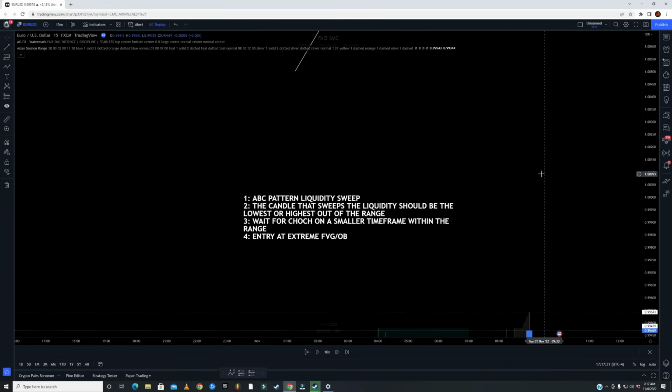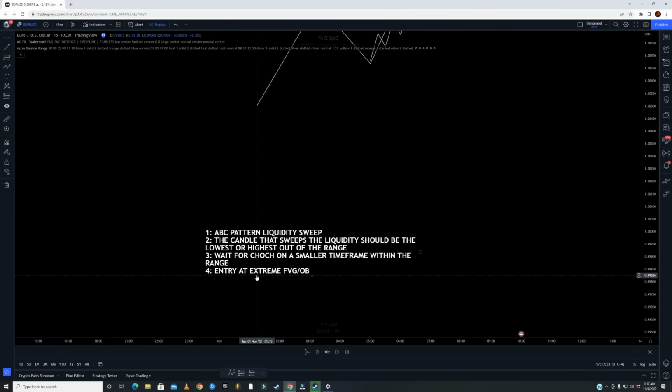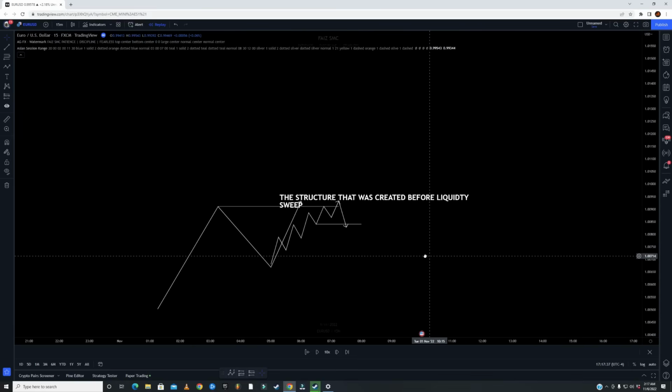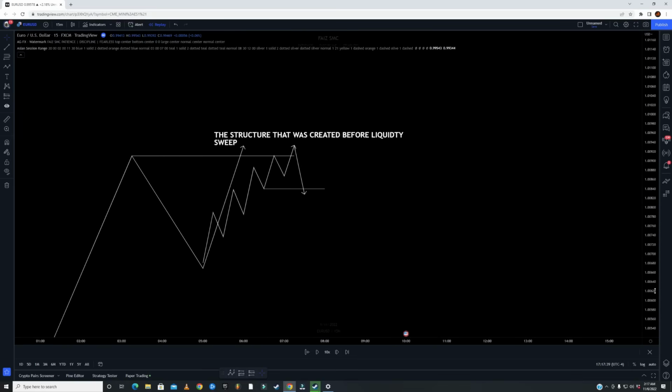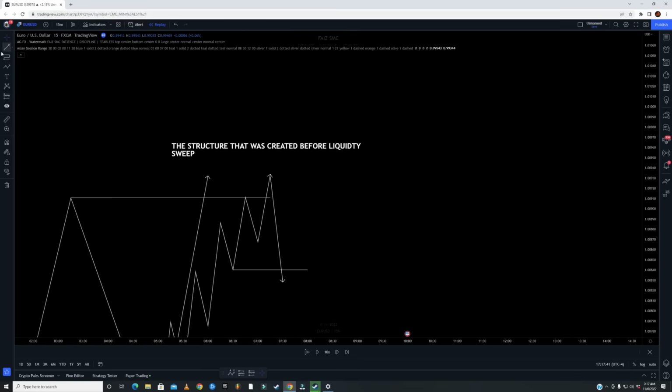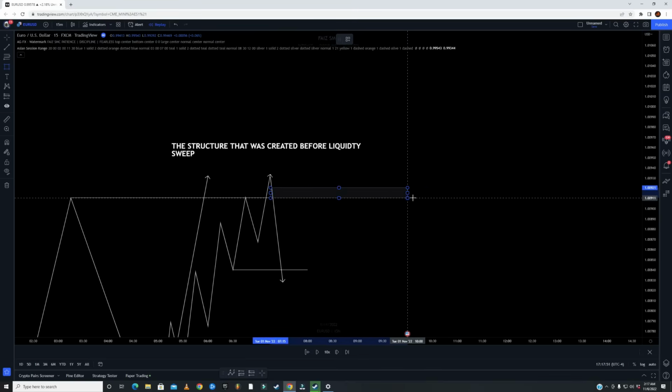You have a change of character on a smaller time frame, and then you want to have your entry at the extreme fair value gap or order block. So let's say your fair value gap is the extreme fair value gap. You do not want to use the first fair value gap or the second. You want to use the extreme, the highest one. Sometimes you're going to miss trades, but it's the best way.